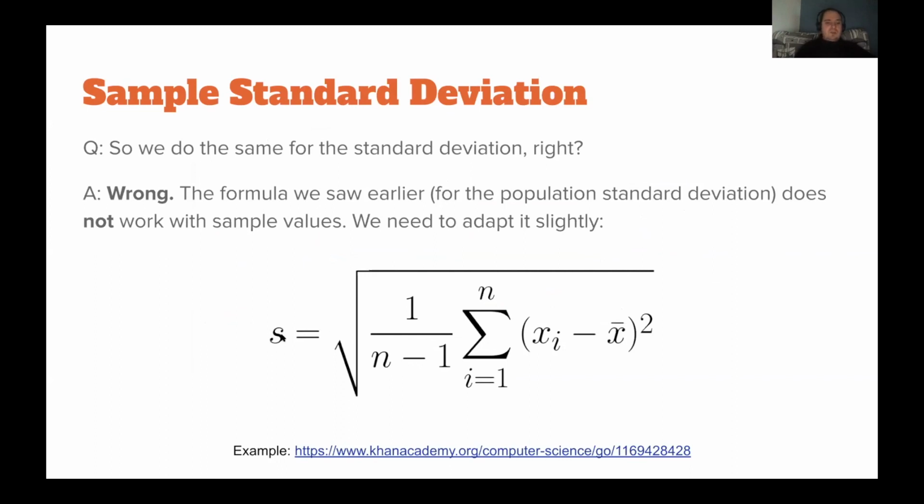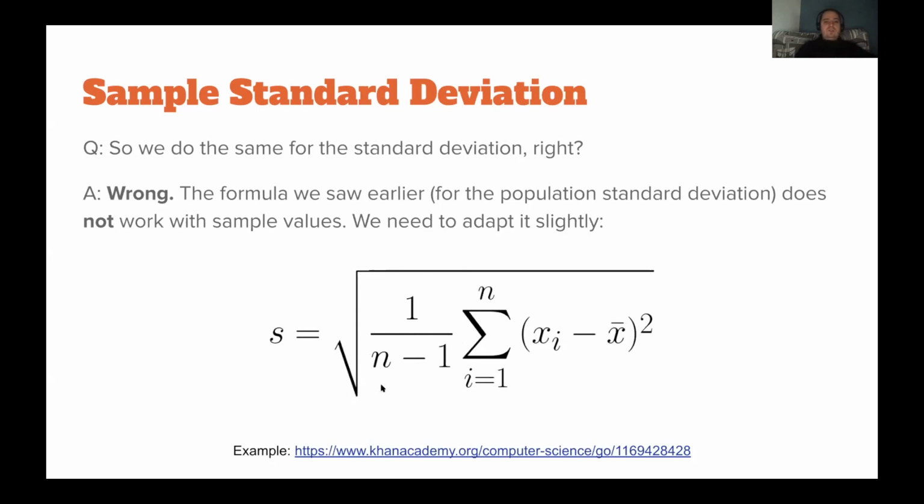But for the sample, we call it S, not sigma. Sigma is reserved for the population, and for the sample, we just call it S. So S is almost the same, but instead of dividing by n, you divide by n minus 1. This is a good estimate, the best possible estimate that we have for the population standard deviation based on the data that you have in the sample.